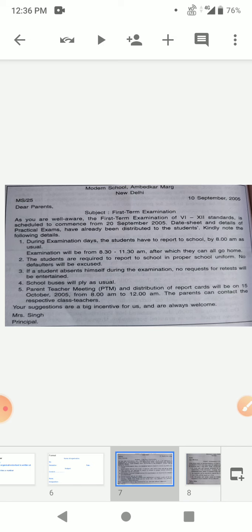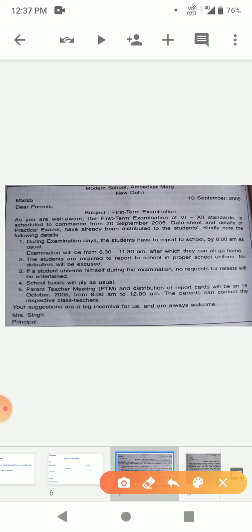Parent teacher meeting and distribution of report cards will be on 15th October 2005 from 8 a.m. to 12 a.m. The parents can contact the respective class teachers. Your suggestions are a big incentive for us and are always welcome. Mrs. Singh, principal. So, a principal has drafted this circular for parents regarding this first term examination.